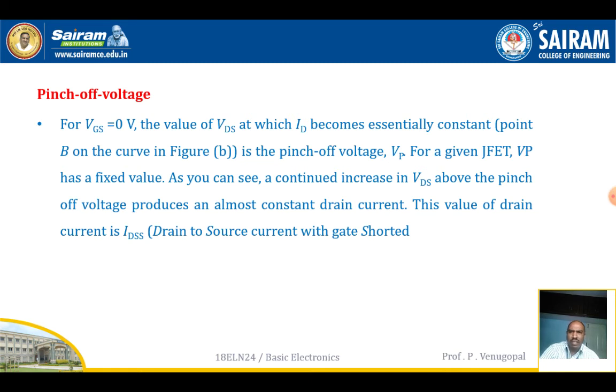As I told you already, for VGS equal to 0 volts, the value of VDS at which the ID becomes sufficiently constant is the pinch-off voltage. So the VP for a given JFET has a fixed value. As you can see, continued increase in VDS above the pinch-off voltage produces an almost constant drain current. This value of drain current is called the IDSS, drain to source current with gate shorted.